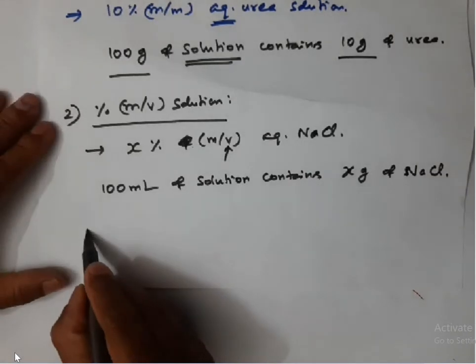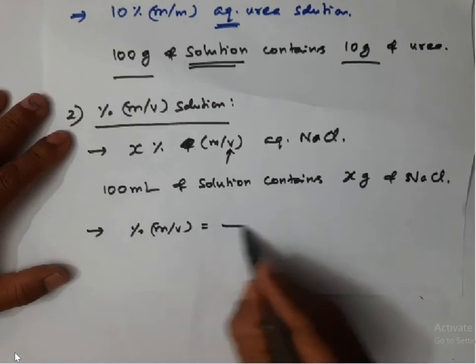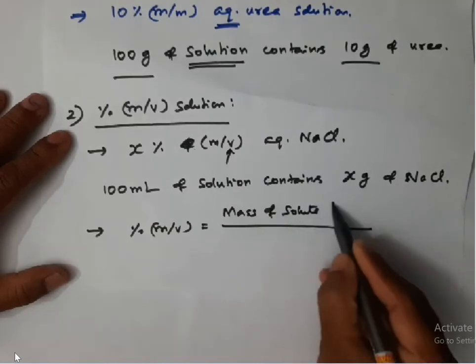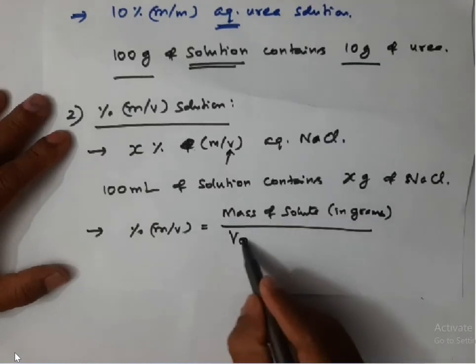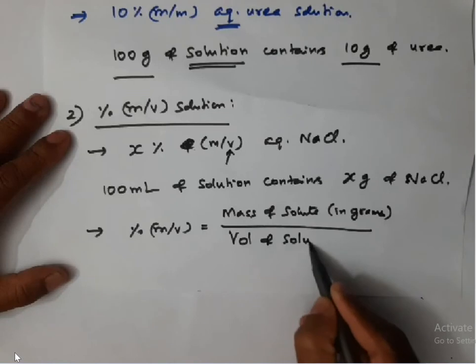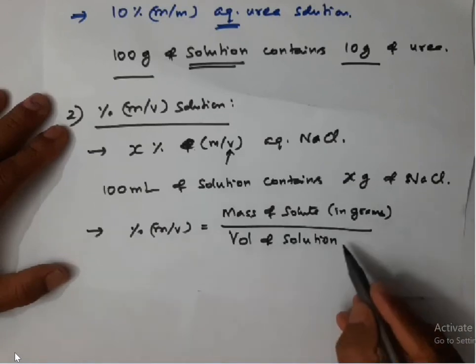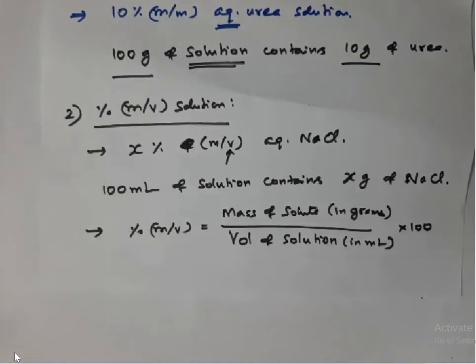Or you can also define it like this. Percentage mass by volume solution: mass of the solute in grams divided by volume of the solution, not solvent. Students, listen carefully, it is not solvent. Volume of the solution in ml, into 100. This will give you percentage mass by volume. Is this clear? Yes, sir.